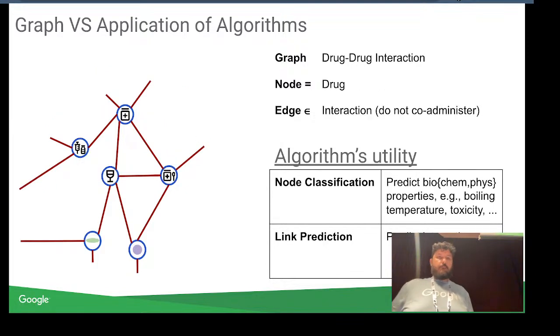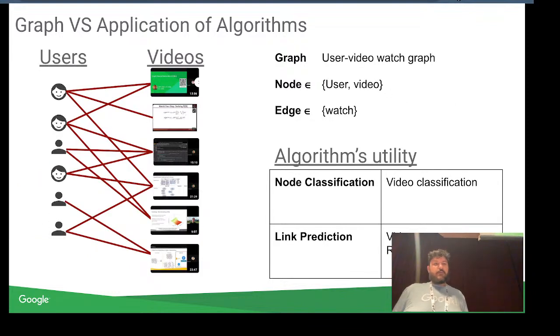If you have a graph of, say, drug-drug interactions where the nodes are drugs, and the edges correspond to some interactions, like, you shouldn't take these two drugs together because something bad will happen, you can do node classification on this graph to try and predict different properties of the drugs. Link prediction might be really useful on this, so you can try and predict new interactions that you don't already know about.